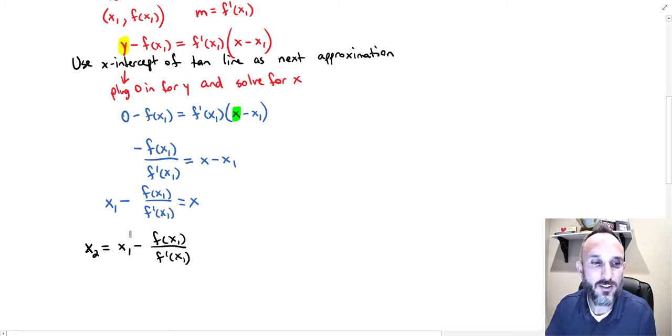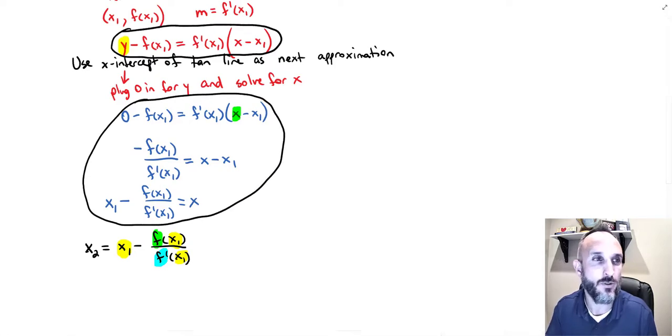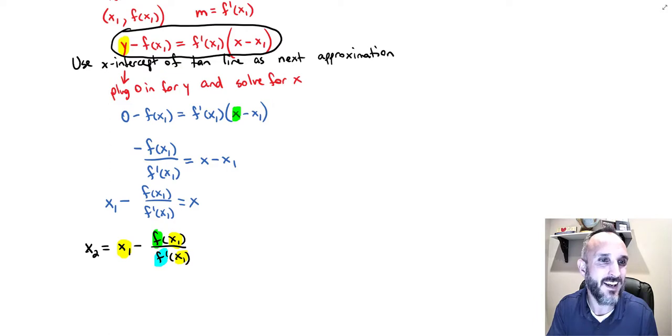And all we need to know are the previous x value, x sub 1, right? We need to know the function f, that's going to be given to us. And we need to know the derivative of the function f, which, as calculus students, hopefully we can find. And then once we know this, we don't have to go through the process of actually finding the equation of the tangent line and then solving for the x-intercept. Okay, we don't have to do that anymore. Instead, we can just use the formula.